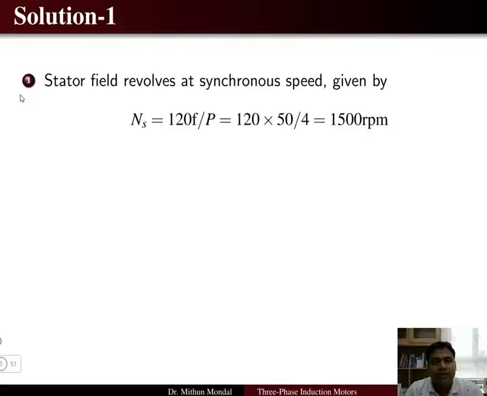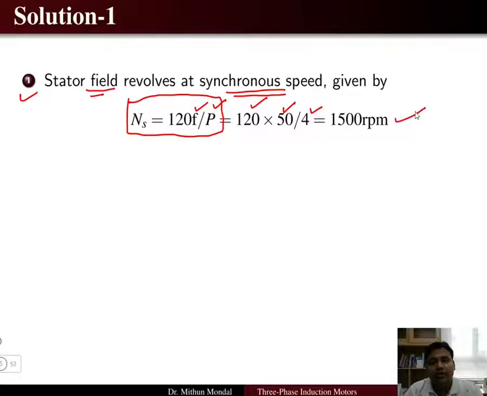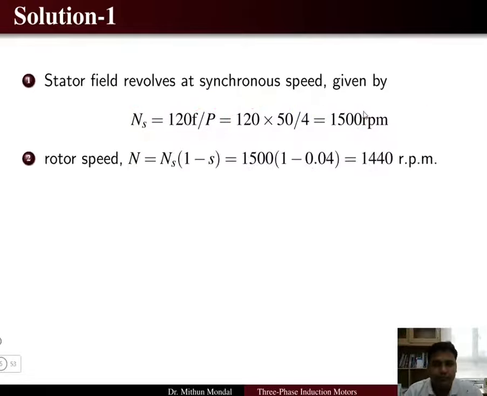The first point that we have to solve is the value of the synchronous speed. Synchronous speed is the speed at which the field is revolving. The formula is given as ns equals 120 f by p, where f is the frequency of the supply and p is the number of poles. Here the frequency is 50 Hz, the number of poles is 4, and the constant is 120. So on solving you will get 1500 rpm. The unit of the speed we calculate is rpm.